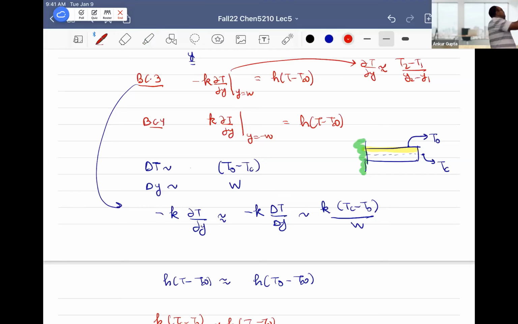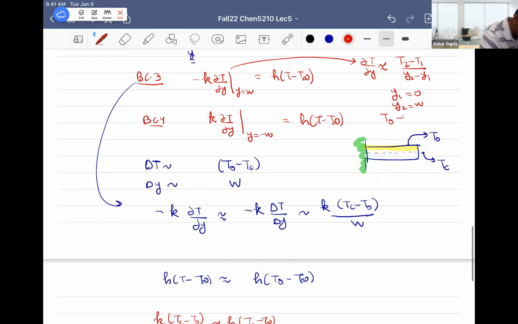I'm trying to approximate del T by del y as a difference: take some y1 and y2, and the temperature at those points, T1 and T2. Let's take y1 to be 0 and y2 to be the smaller scale. Then it becomes the temperature at y2 minus the temperature at the wall, T naught minus T wall. There is another way to get to this, del T by del y, and then the negative sign is automatic.